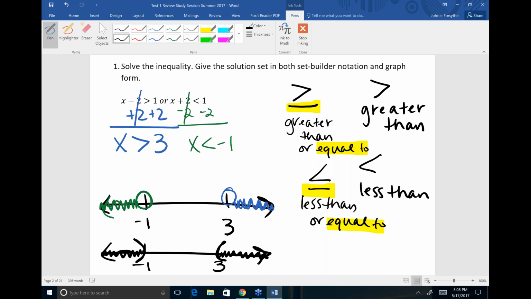And then set builder notation is really just writing your solutions, their inequalities, in a set form. So we would use these little squiggly brackets, and we would say all values for x such that, that's what that means, x is, and we'll start with the smaller number, is less than -1, or x is greater than 3. All right.